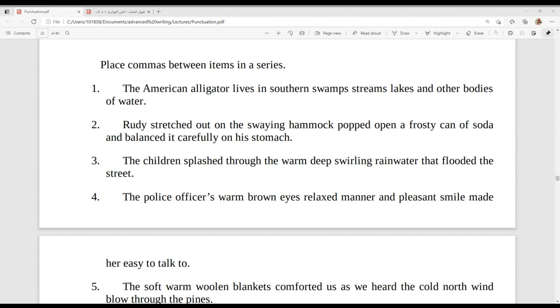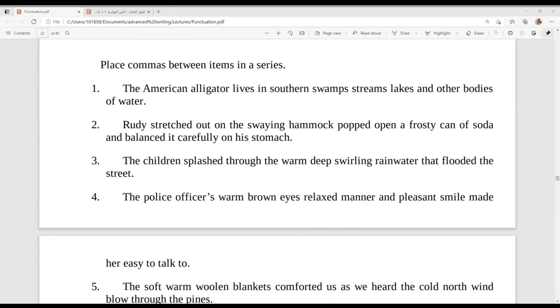What do you think? The American alligator lives in southern swamps, streams, lakes, and other bodies of water. Comma and other, right? Comma and other. And southern, yeah, excellent. Swamps, comma, streams, comma, lakes, and.